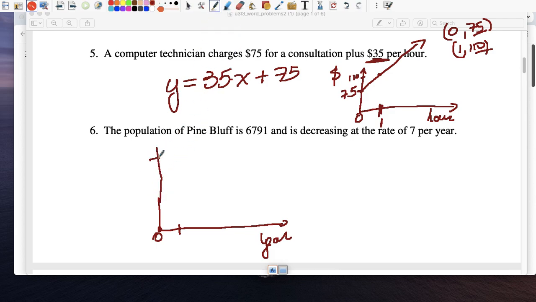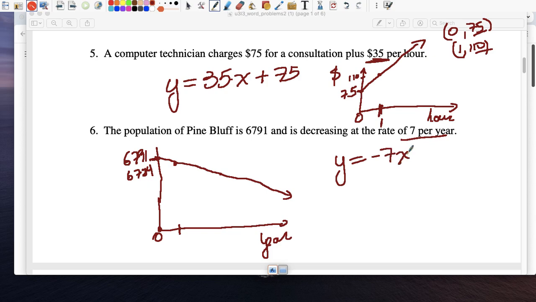So right now, the population is 6,791. After 1 year, it's going to be a little bit lower. It's going to be 6,784. There. We have 2 points, so we can start graphing this. Right? So our rate of change is 7 per year, so negative 7x. Remember, it's decreasing. Plus 6,791, because that's our starting point. At 0, we have 6,791 and our y-intercept.